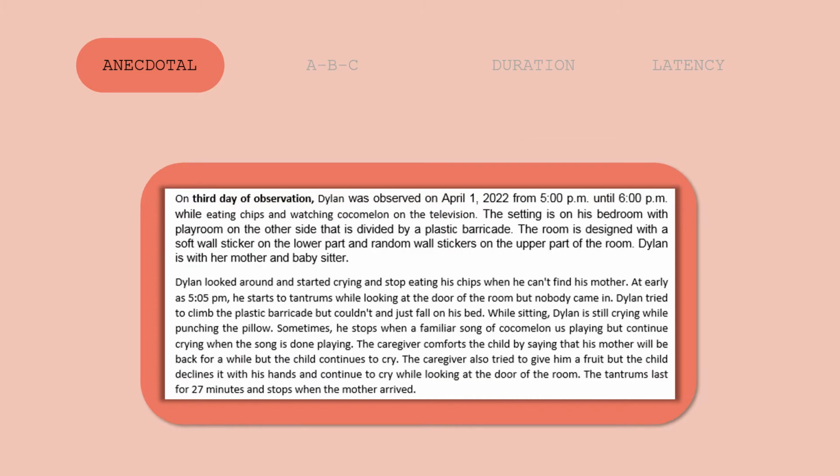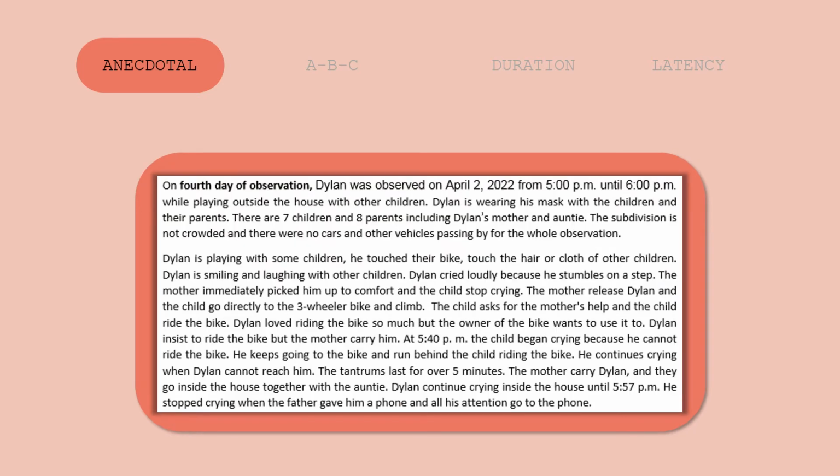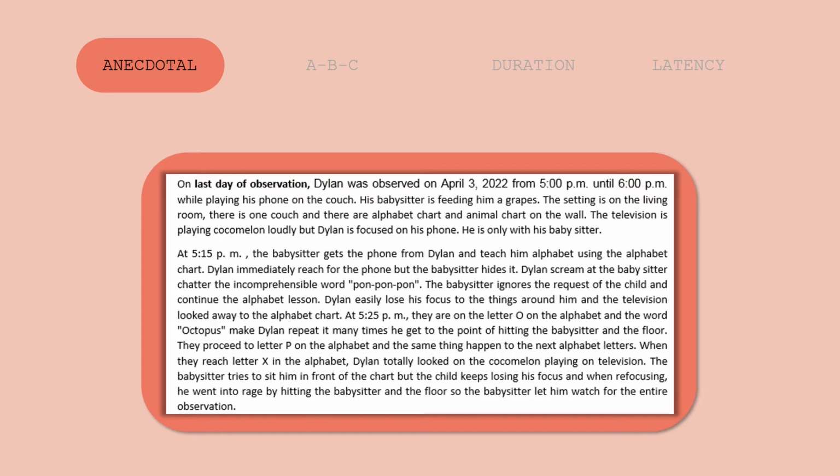On fourth day, April 2, I still observed Dylan at the same time while playing outside together with his mother, aunt, and other children with their parents. So there are 7 children and 8 parents, including Dylan's mother and auntie.